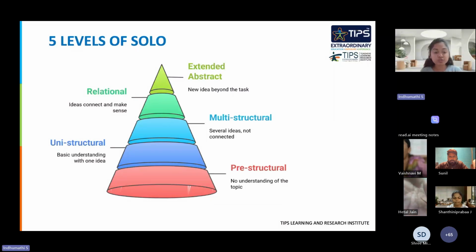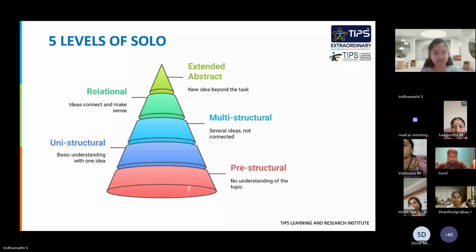And then we move to the multistructural. So here, the learner knows several relevant ideas. They can list multiple factors, they can recall many details, but still those are not connected.